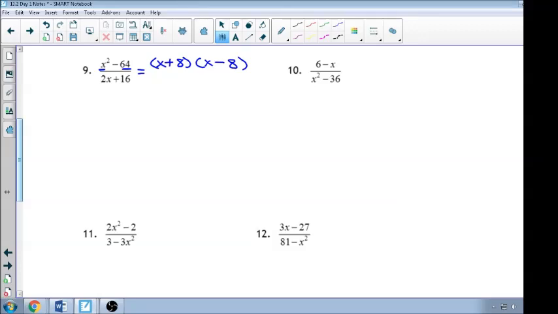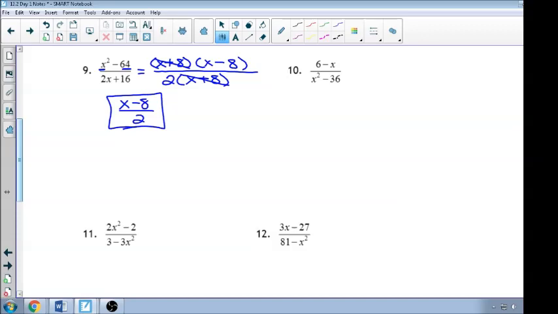Again, if you're not sure about the difference of two squares, go back and look at the review example number 4, or you need to come in and see me. For the denominator, I have 2x and 16, which means I'm going to take out a GCF. The GCF would be 2, so 2x divided by 2 is x, 16 divided by 2 is 8. Again, context clues could have told me that that was coming. Now I can go ahead and cancel the x plus 8s. So I'm left with x minus 8 over 2.